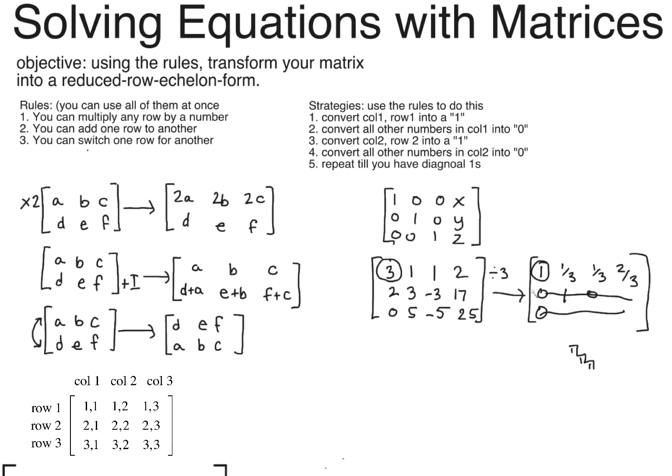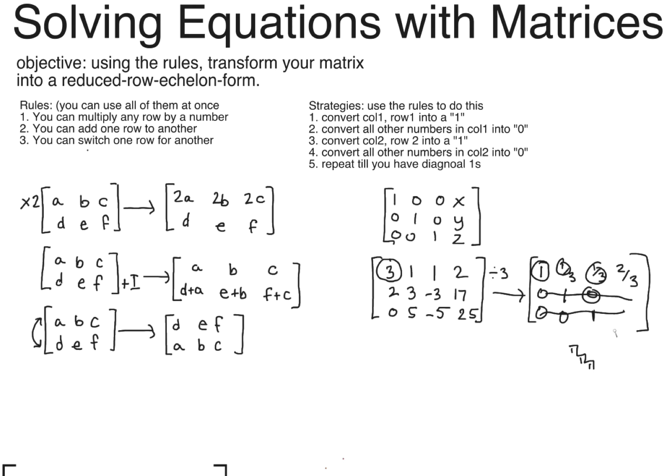Once you're done, you move on to the next column, and you get your 1 in column 2, row 2, and then you're going to turn all of these into zeros. Then you move to column 3, row 3, and you're going to convert this into a 1, and then you're going to convert this and this into a 0, so that it kind of looks like that. And in the end, you're going to have your answers here on the side. So let's go ahead and apply this, okay?